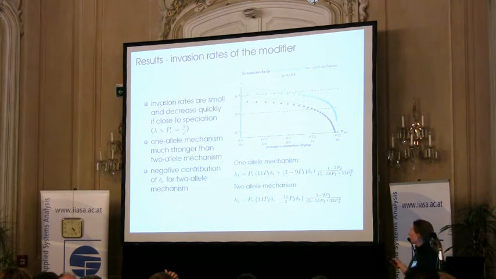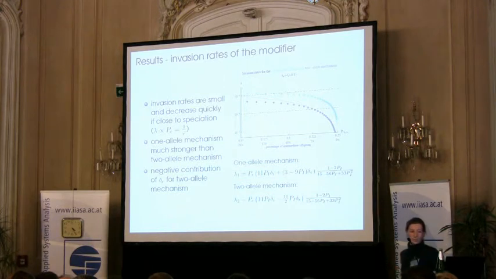And looking at the equations again, we can see that they are decreasing proportional with PE, which means that they are decreasing inversely proportional to the strength of the preference. And in most of the cases, we see that the 1 allele mechanism is stronger than the 2 allele mechanism. And this is so in our approximations for small modifiers of small effect. It is mostly due to a negative contribution of the effect of the modifier on extreme phenotypes to this invasion rate of the modifier.